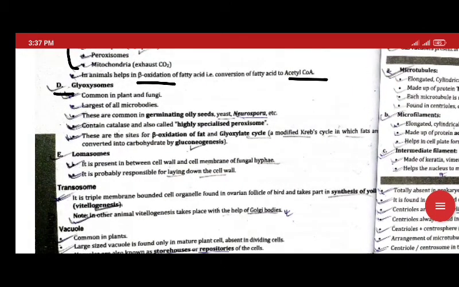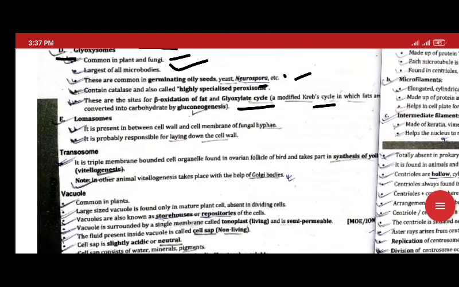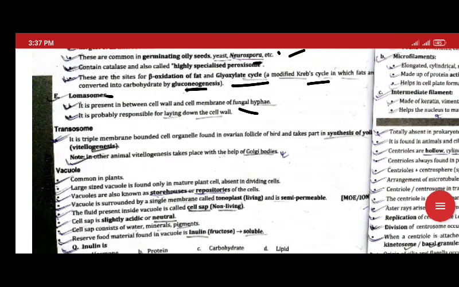Now the fourth type of microbodies is glyoxysomes, found in plants and fungi. They are the largest, and a common example is neurospora. They are for beta oxidation in the Krebs cycle, where fat is broken down for gluconeogenesis. Now lomasomes are present only in fungi, in the hyphae of fungal plants. They are for cell wall formation.